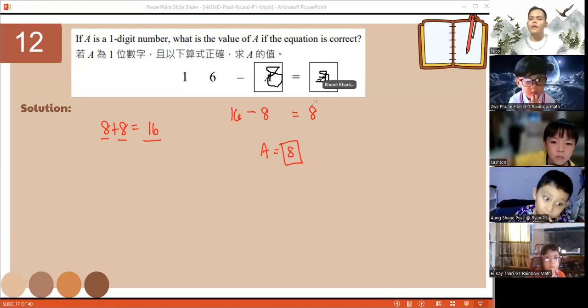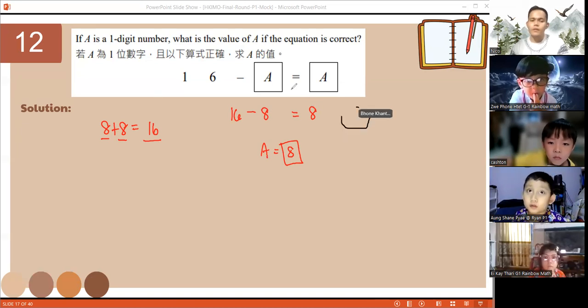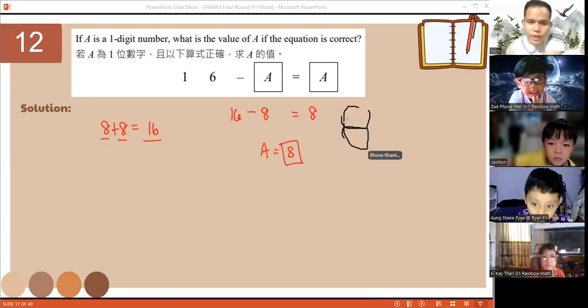Okay, again, I'm reminding you with the class rules. Avoid annotating so that your classmates won't be confused whom to follow during the annotation. Okay.